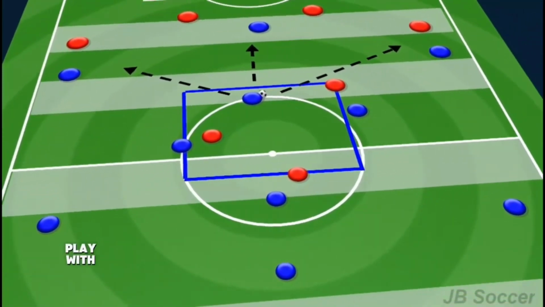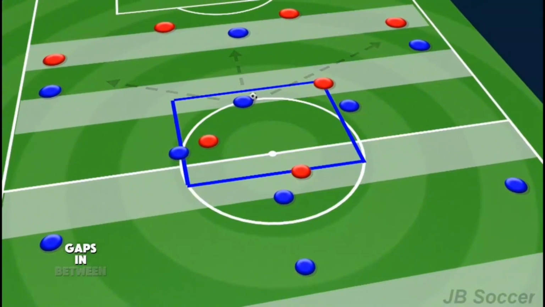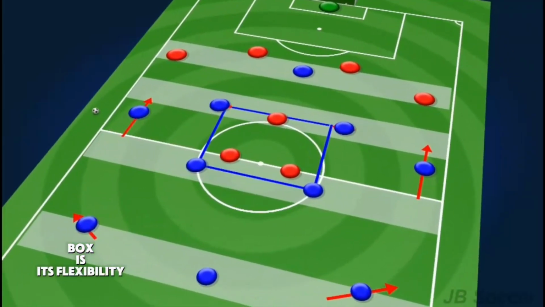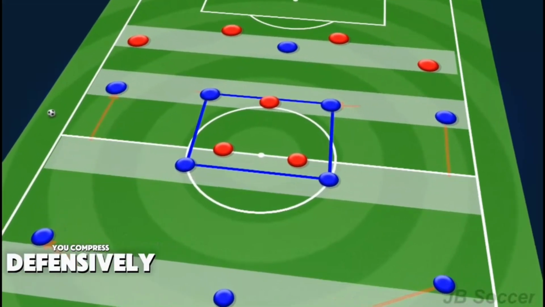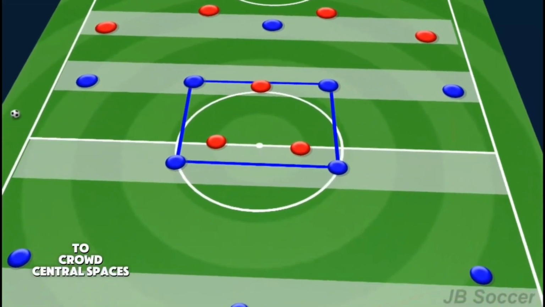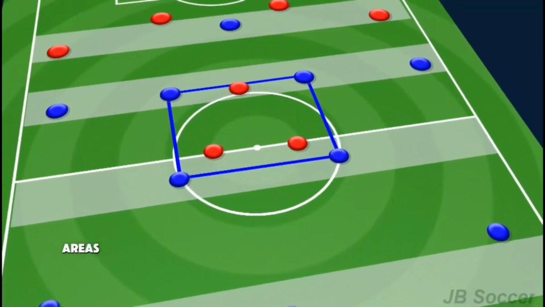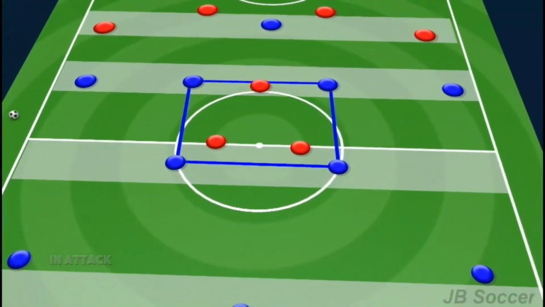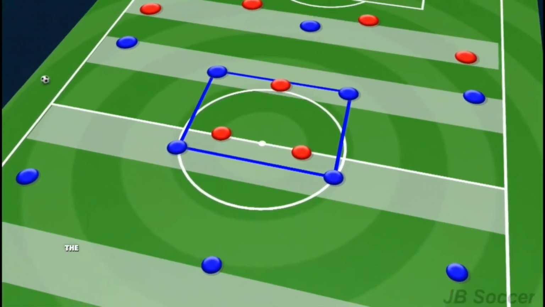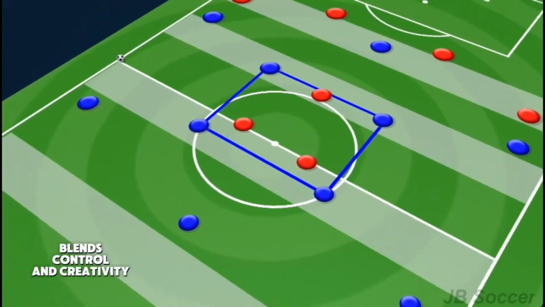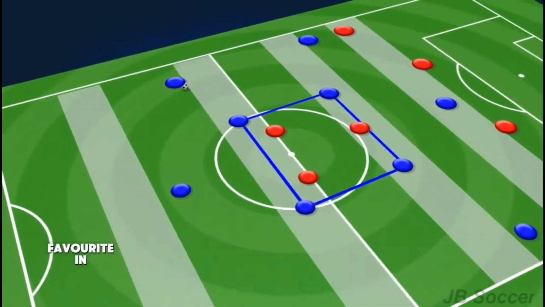They link the play with the forwards and exploit any gaps in between the opposition's lines. The beauty of the box is its flexibility. You compress defensively to crowd central spaces, or you expand in attack and you can overload both in central areas and in the wide areas in attack as well. The box midfield blends control and creativity, making it a favourite in modern tactics.